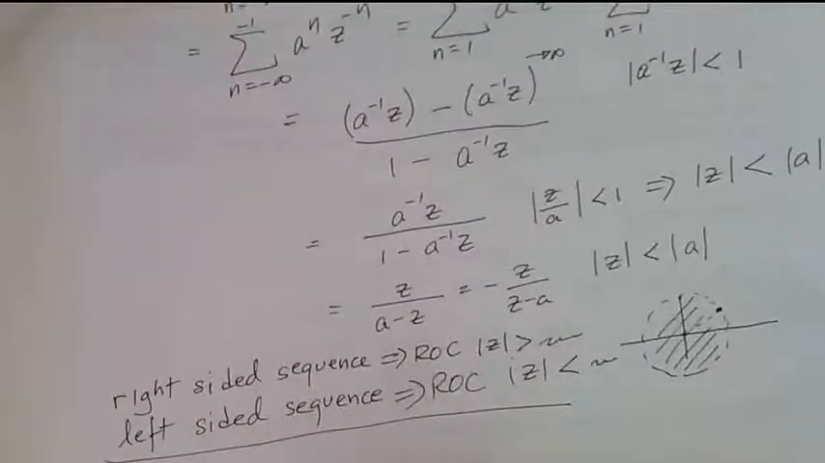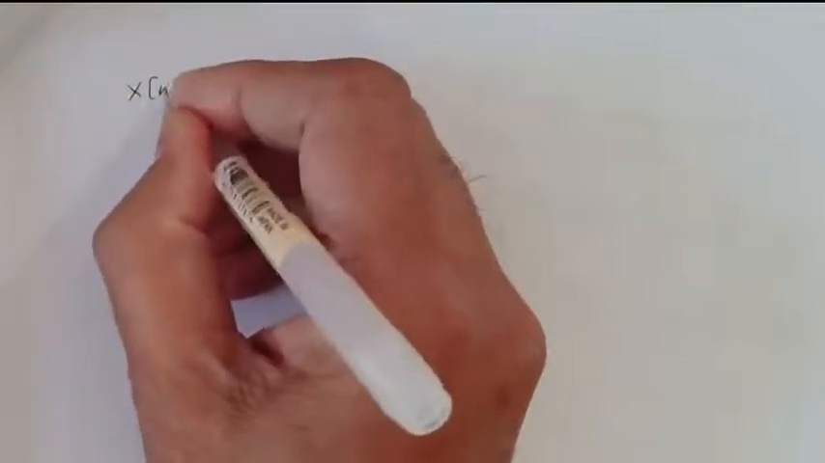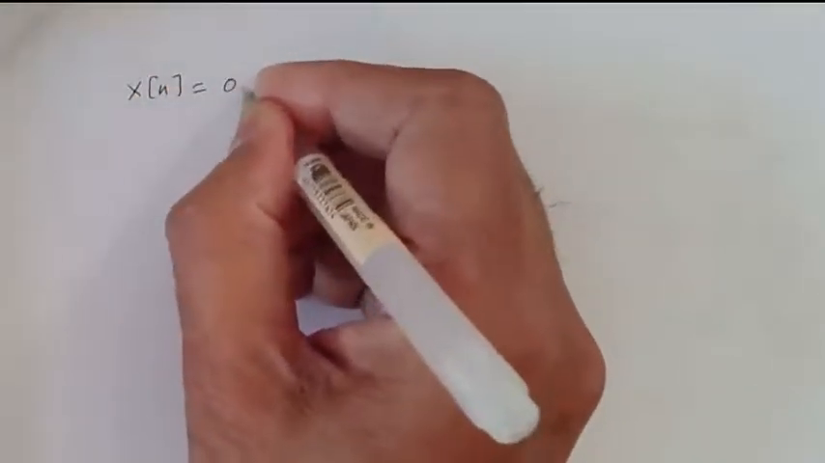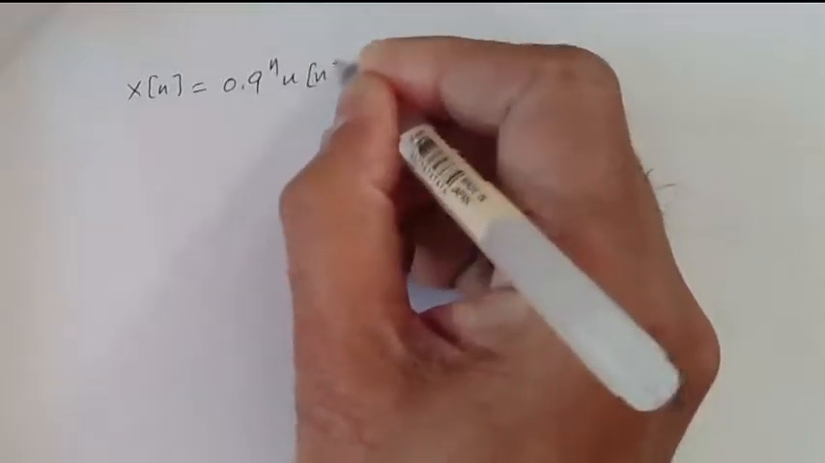So now let's do some examples. Let's take a simple one first. Let's suppose x of n is equal to 0.9 to the n u of n. Right?